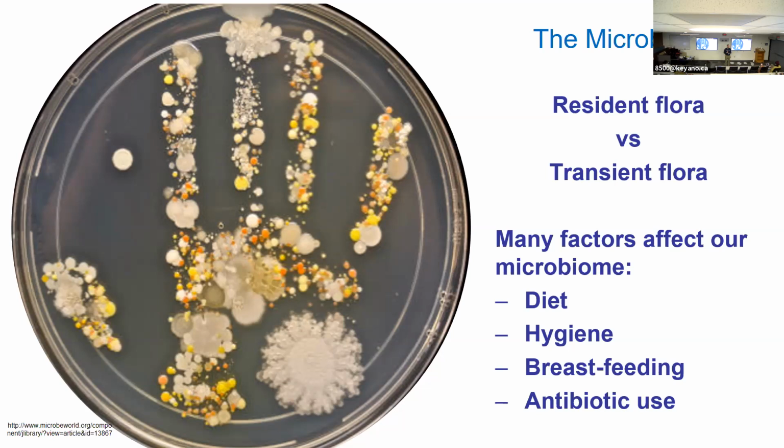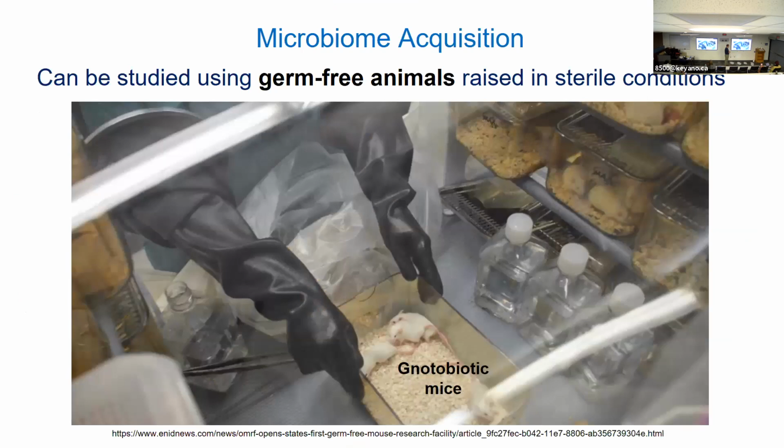Things like whether an infant is breastfeeding versus using formula are going to affect their gut microbiome. Antibiotic use, hopefully that's an obvious one. That's also going to affect what is in and on your body. We'll probably mention a few more examples over this lecture. So how do we study how we get the microbes right from the very beginning?